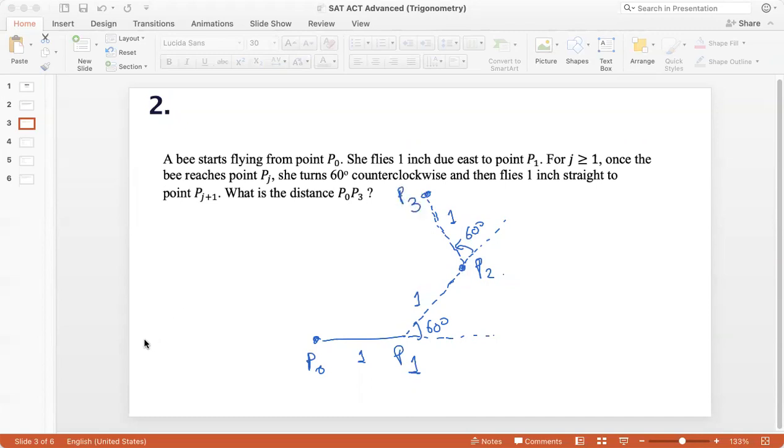What is the distance P naught P3? Okay, so we have to find the distance P naught P3. Let's call it X. So let's first see what happens here.